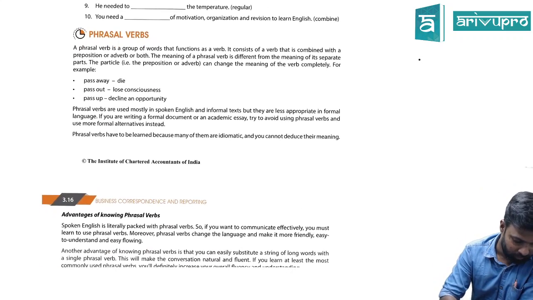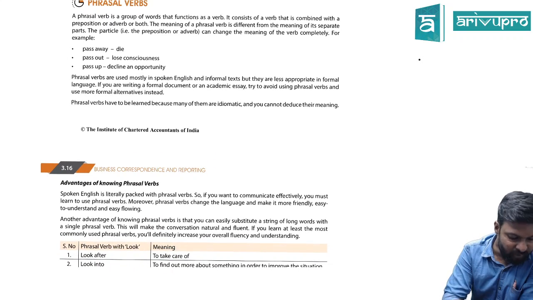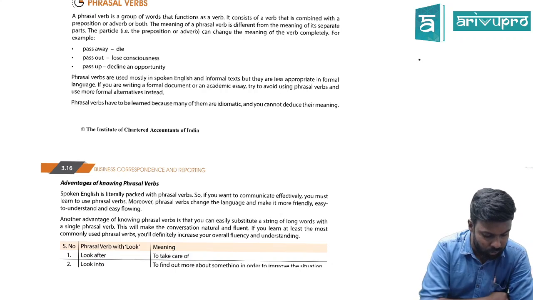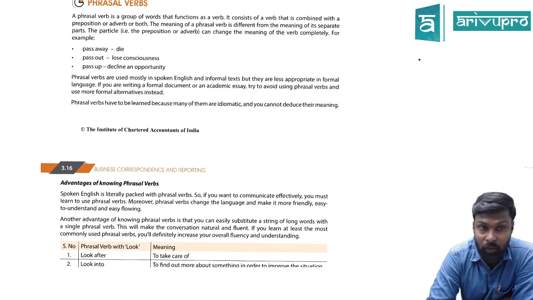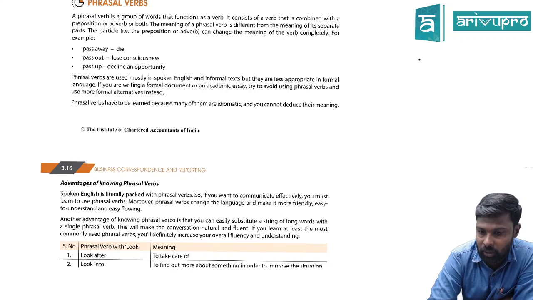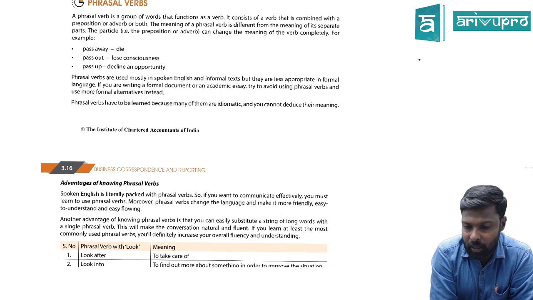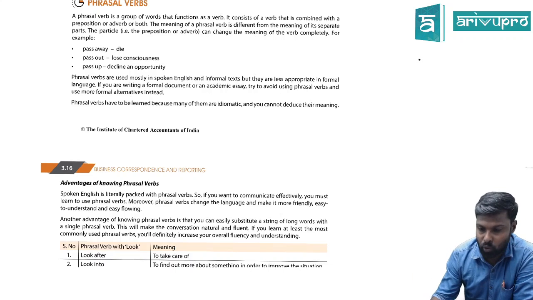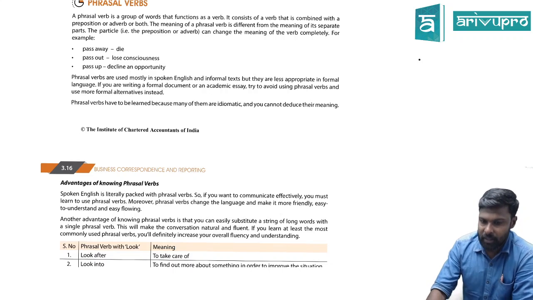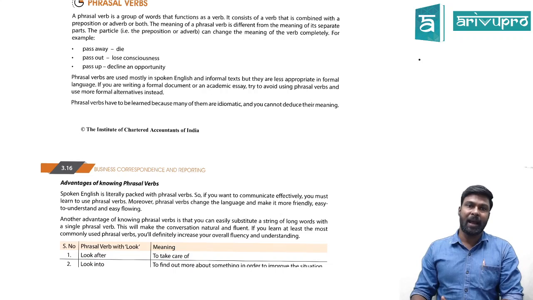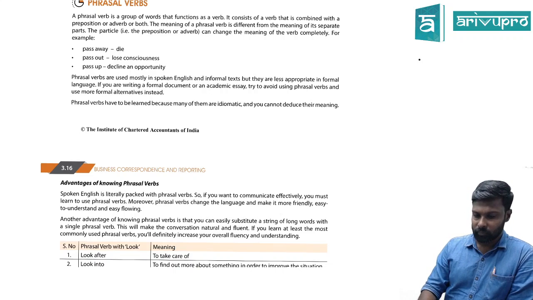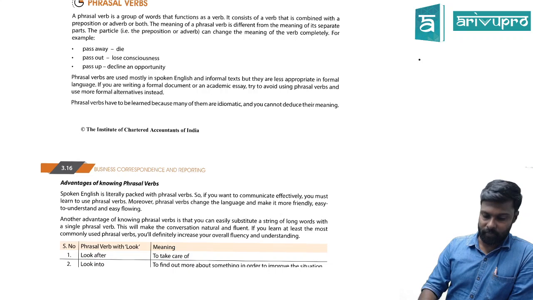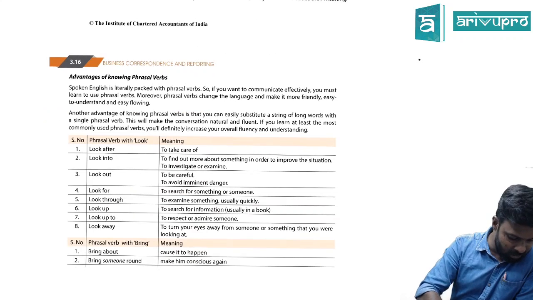Phrasal verbs, quickly. A phrasal verb is a verb, or a group of words that function as a verb. It consists of a verb that is combined with a preposition or adverb or both. Look at the example. Pass away, die. Pass out, lose consciousness. Pass up, he passed up, meaning he declined an opportunity. So these are phrasal verbs. You combine a verb with a preposition or with an adverb. What's an adverb? An adverb describes the verb. Take a look at the examples.